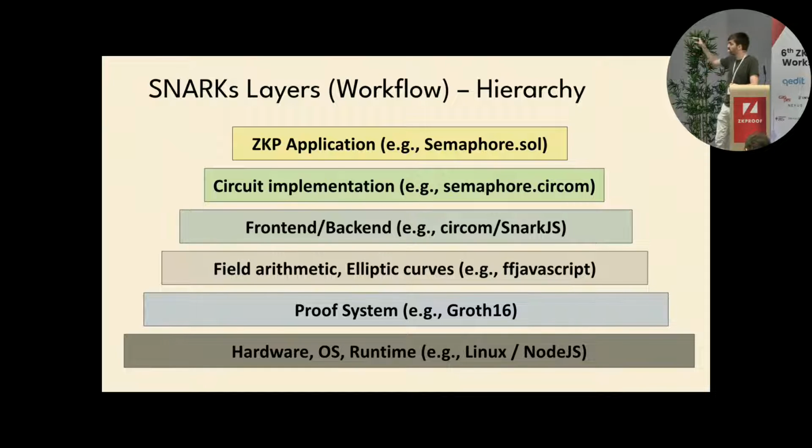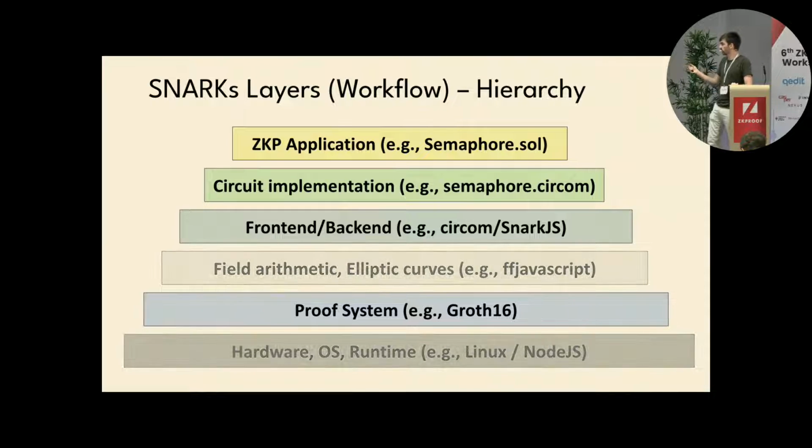Another way to see that categorization is in a hierarchy, and here we have the Semaphore protocol example, where we have Solidity, then Circom, then the Circom-coded circuit and SnarkJS, which is the front end and the back end. Then we have some libraries that we might use for low-level mathematical operations. Then on the abstract layer, we have the proof system, which is the description of the proof system we want to implement in the back end, and we need to do some things with it in the front end. And then we have our other software, hardware, runtime, whatever.